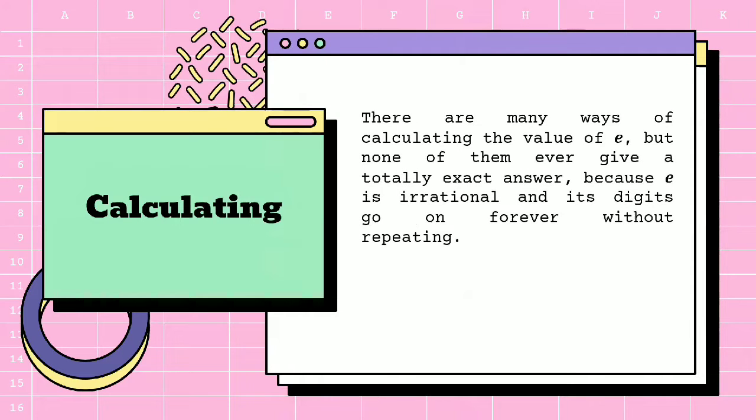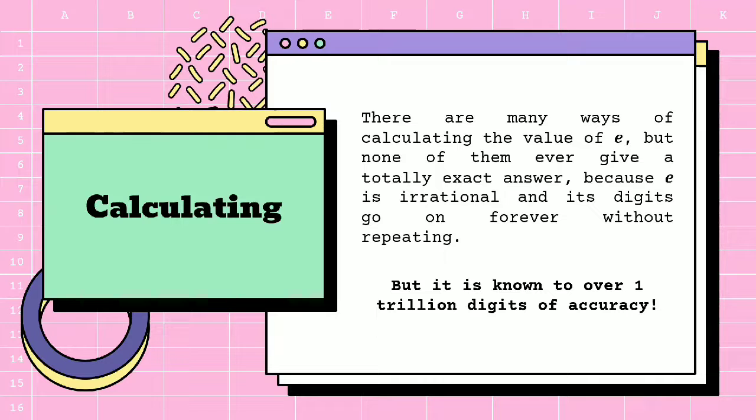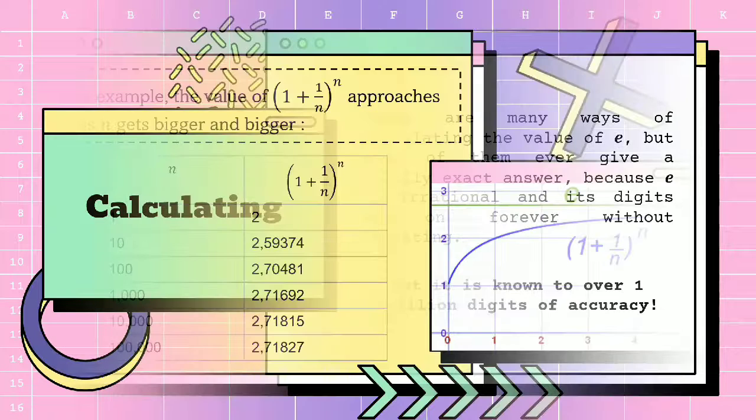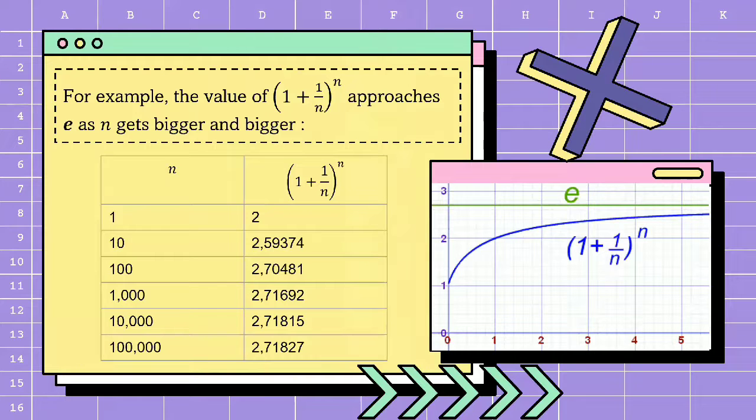There are many ways of calculating the value of e, but none of them ever give a totally exact answer because e is irrational and its digits go on forever without repeating. But it is known to over 1 trillion digits of accuracy. For example, the value of (1 + 1/n)^n approaches e as n gets bigger and bigger. You can look at this table and this graph.